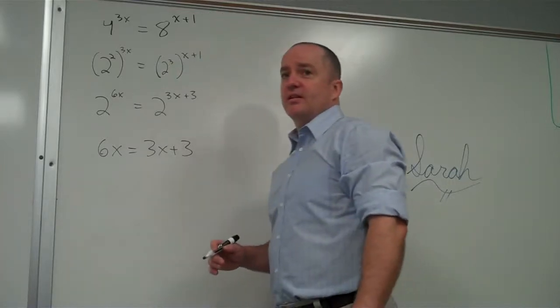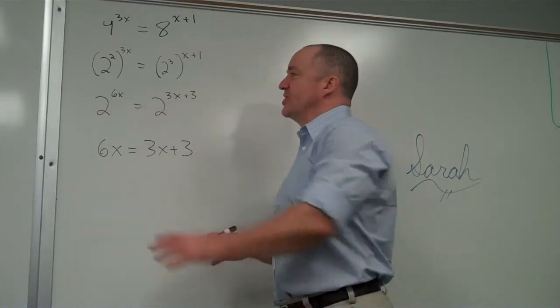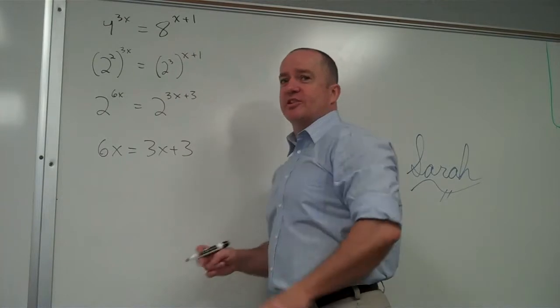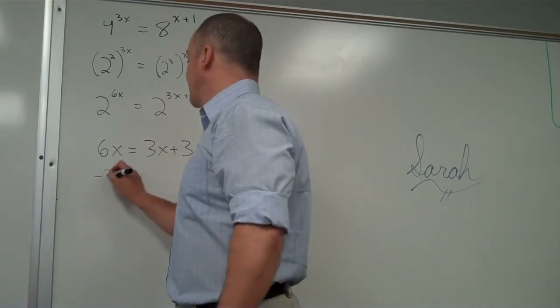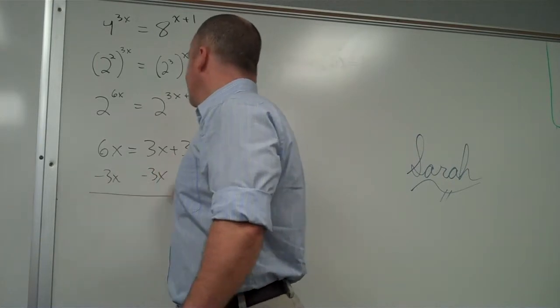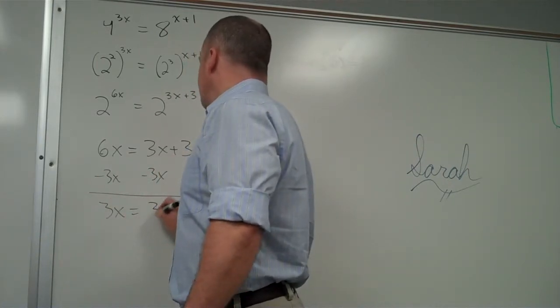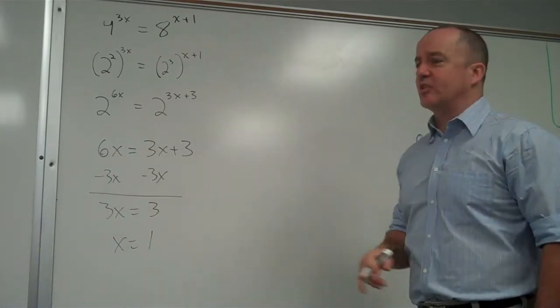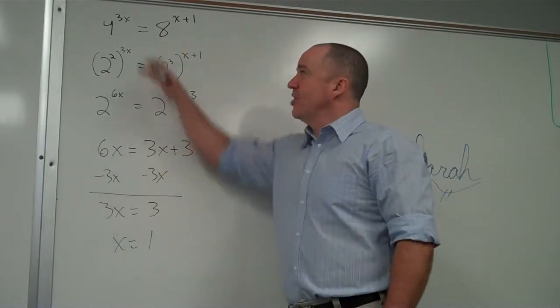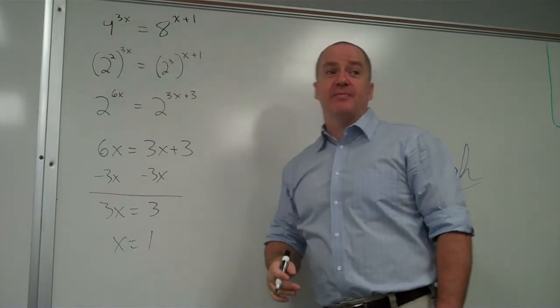The exponents are always equal to each other, as long as there's not a +1 hanging out somewhere, because that throws everything off. Now I subtract 3x from both sides. This gives me positive 3x equals positive 3, so x equals 1. This is hopefully a pre-algebra / algebra 1 type equation from here, but it all comes down to seeing that they have the same base.